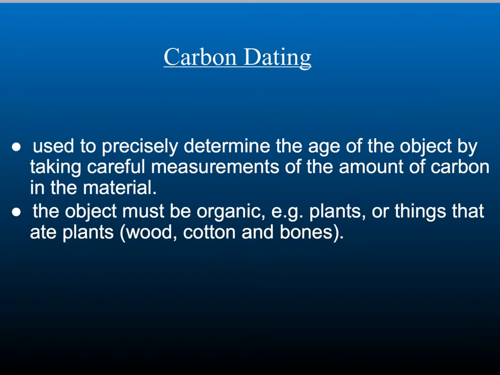Radioactive atoms within a substance decay with time. This process can be used to determine the age of rocks or ancient materials using a method called radioactive dating. Scientists take careful measurements of the amount of carbon in ancient objects such as clothing, bones or wooden machinery. This can be used in carbon dating to precisely determine the age of the object. However, the object must be organic.